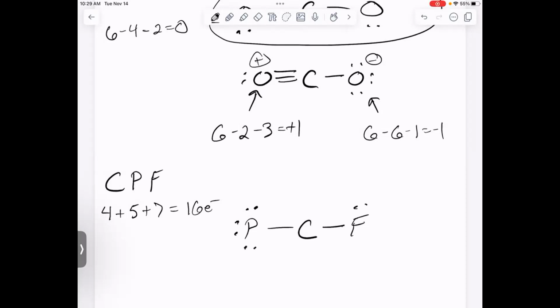Should be looking fairly similar to CO2, at least at this point, right? Because filling all those outer octets is again going to use all 16 electrons. So I don't have anything left to put on that carbon. In this case, though, if I'm going through my steps to get that carbon an octet, I need to make multiple bonds, but which atom am I going to make multiple bonds to?